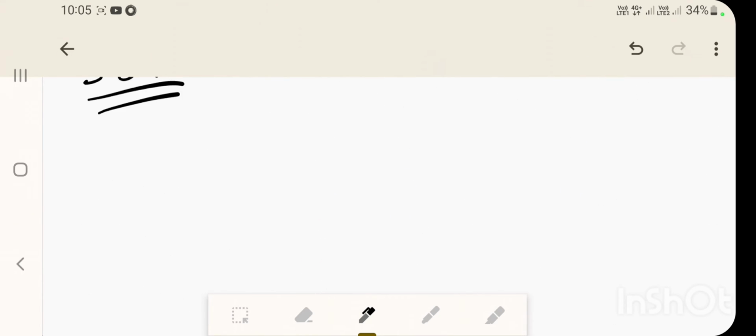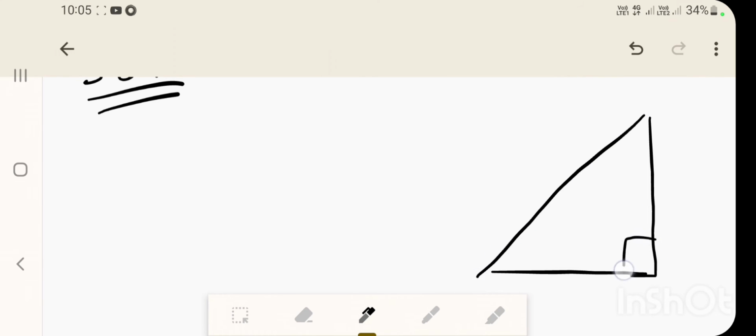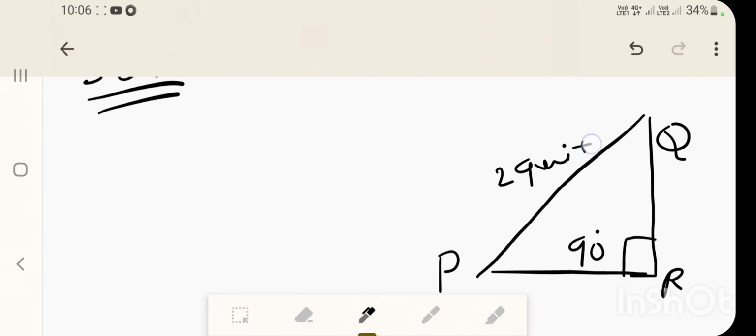First we will draw the right angle triangle. They have mentioned in the problem that the right angle is at R, 90 degrees, and we can take PQR. Now PQ is going to be the hypotenuse. They have given it as 29 units. You can take units or just write 29 also, because when we go for ratios the units will get cancelled. And they have given QR also, that is 21 units. And they have given angle PQR.